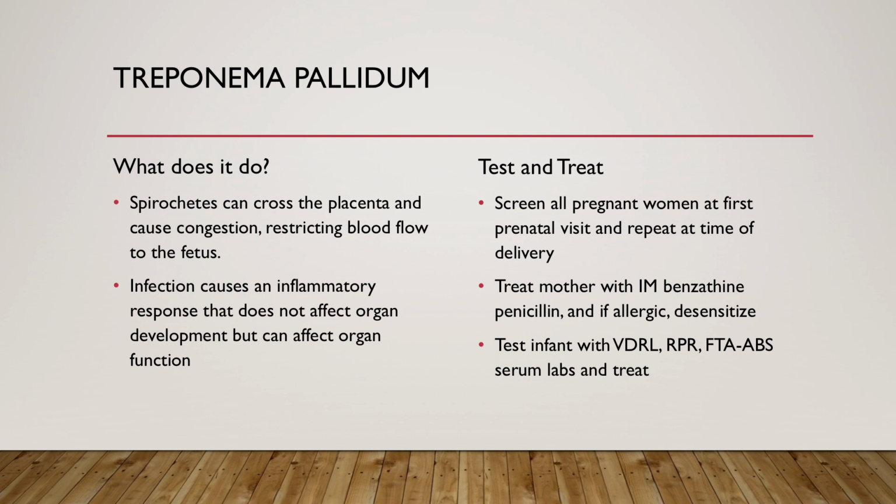To test and treat, you will want to screen all pregnant women at the first prenatal visit and repeat at the time of delivery. You will want to treat the mother with IM benzathine penicillin. And if they are allergic, you must sensitize them. This is the only medication that will work, and it is imperative that they are treated before delivery. If there is a concern for congenital syphilis, you will want to test the infant with VDRL, RPR, or FTA-ABS tests.